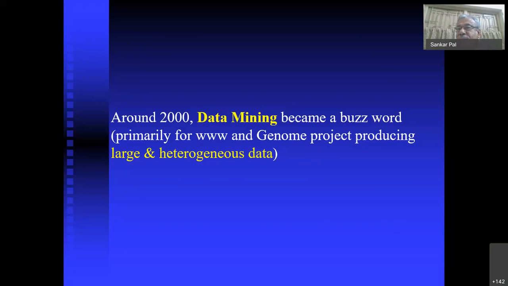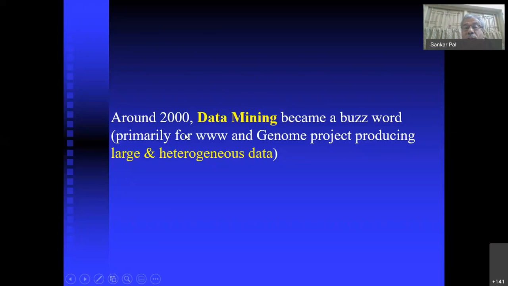If you go to medical genome data, the gene project, RNA, your number of patients is small, but the number of genes is a few thousand, because you go to a doctor or hospital to give your blood only when you are sick. So classification theory and multivariate analysis, whose first basic assumption was that the number of samples should be much, much higher than the number of features, you cannot use. Then data mining became a buzzword around 2000.